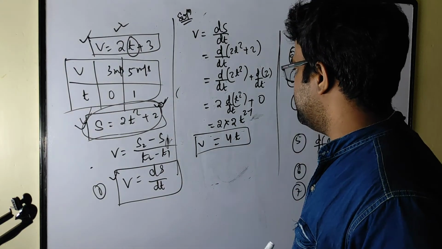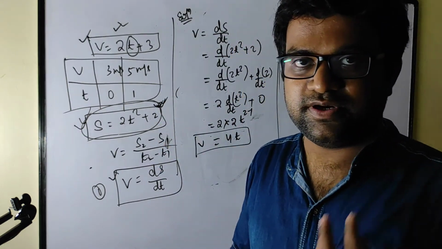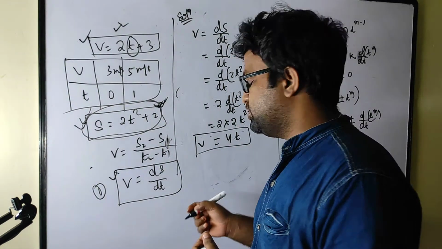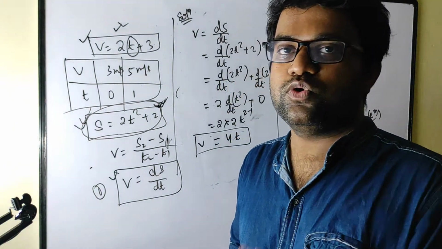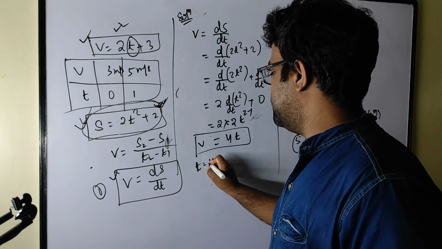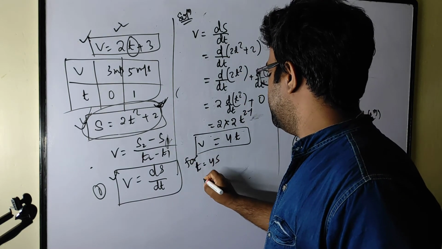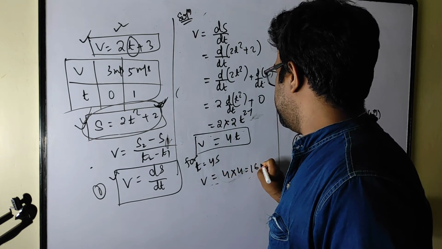Velocity we got is 4t. Now the question is, the displacement equation is given, and what will be the velocity at 4 seconds? The time is 4 seconds, so for t is equal to 4 seconds, your v will be 4 into 4, that is 16 meter per second.